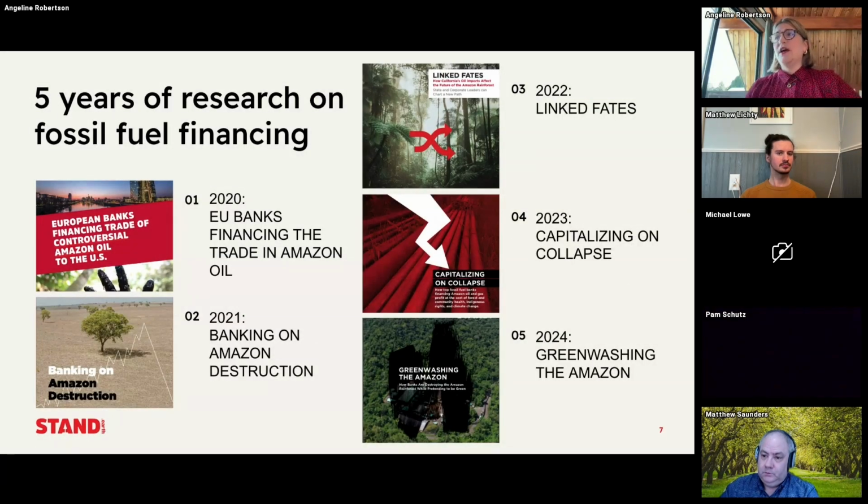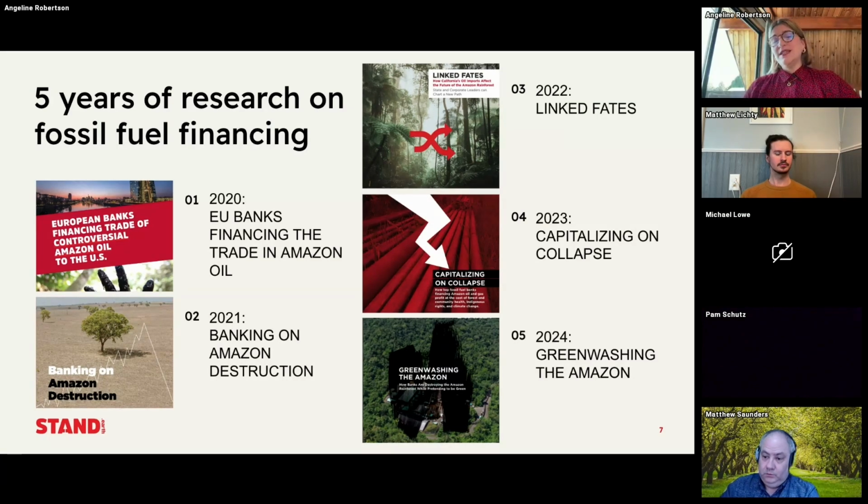To this end, we have been conducting research for over 5 years now on fossil fuel financing that goes to Amazonia. It started in 2020, looking at trade financing specifically from the Western Amazon for crude oil. And we found that there were 6 EU banks that had been financing the trade in Amazon oil over more than a decade to the tune of about $10 billion US.